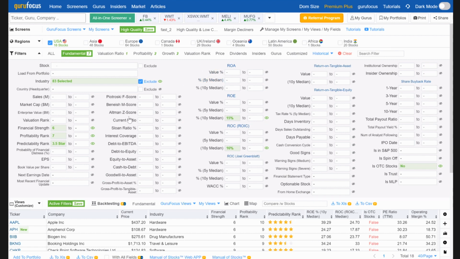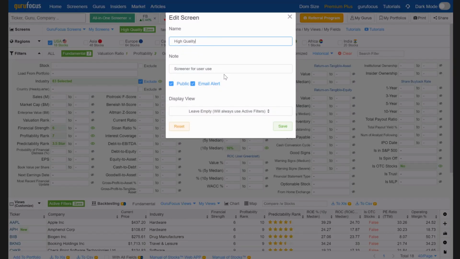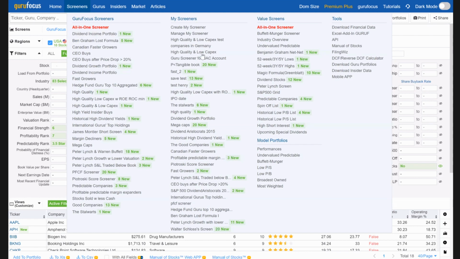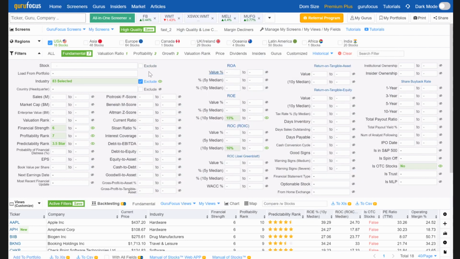The way you can save it is, once you load this, it has a button here. You can click on that, click save, give it a name and save it. Once you save it, it should appear here, in my screeners. Next time you can load it up immediately with one click. And it works for all markets, for USA, for Asia, for Europe, for Canada, for every region we cover.